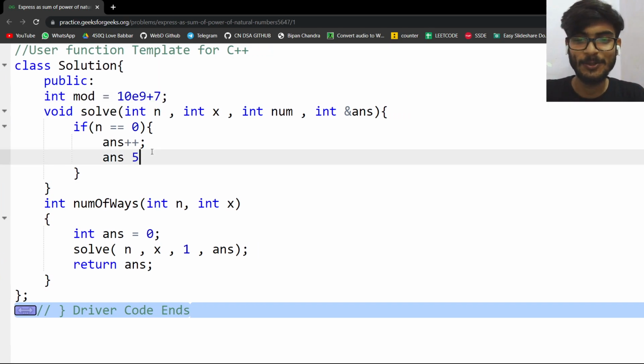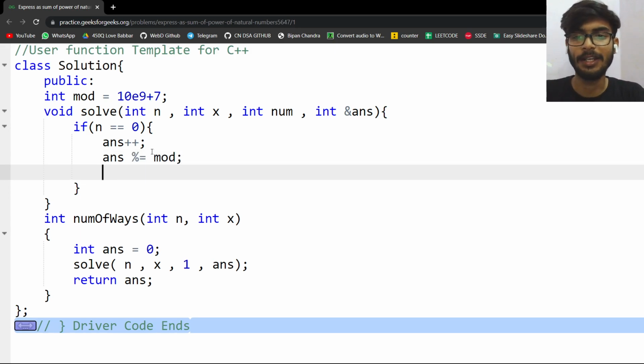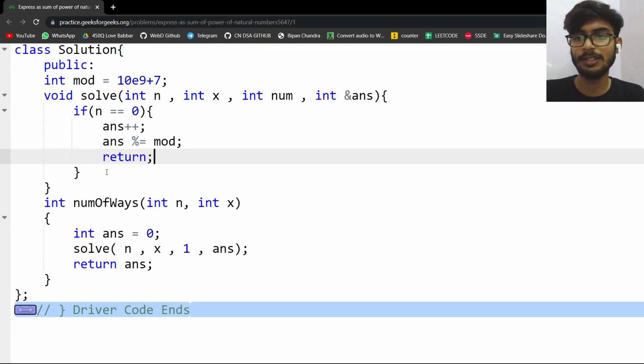And I'm going to write this, okay. I have taken mod of the answer and simply I'm going to return. That's it. This is it for our base case.